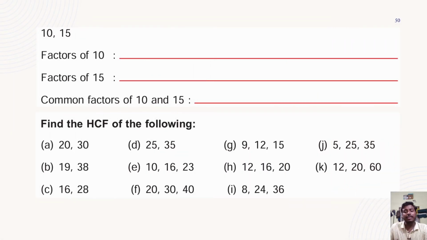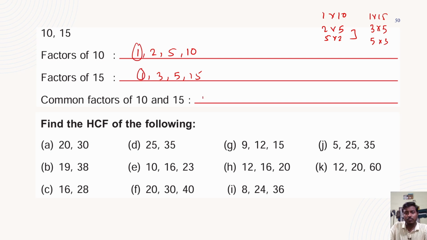Okay. Now the same. Factors of 10: 1, 2, 5, 10. Factors of 15: 1, 3, 5, 15. How to solve? Now this method: 1 into 10, 2 into 5, then 5 into 2. Now stop. 1, 2, 5, 10. Now 15 same: 1 into 15, 3 into 5, then 5 into 3. Now stop. Okay. Now the common is 1, so write down 1. Then 5, write down 5.